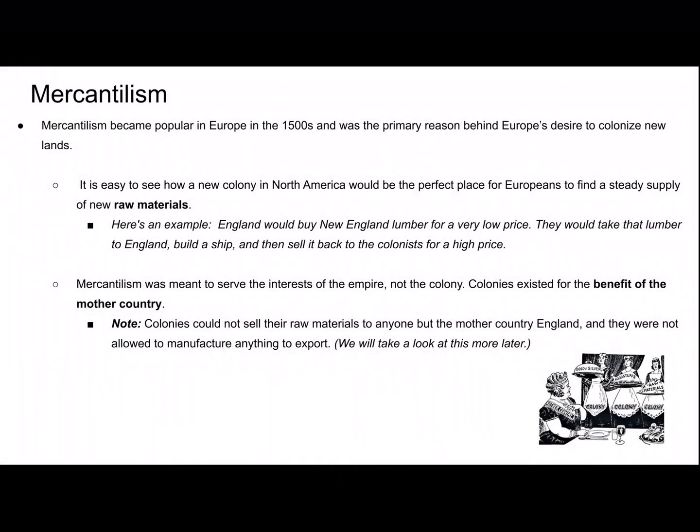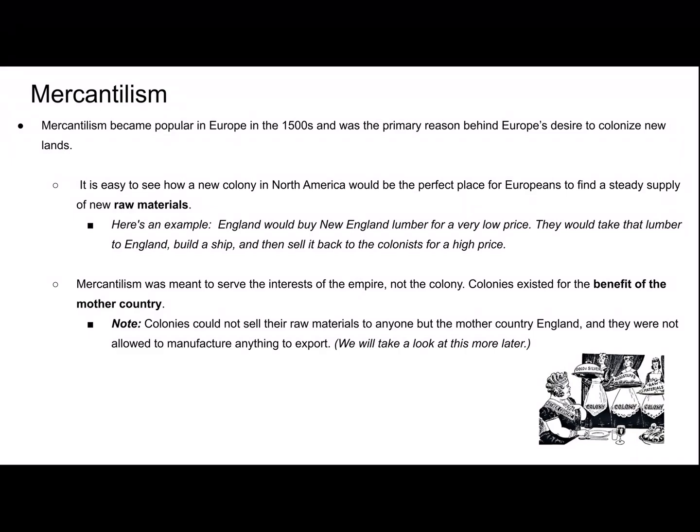Thanks for setting up your notes. So now let's take a little bit of a closer look at this idea called mercantilism. And we've learned a little bit about it, and in the coming days we'll look more at this. But basically, you need to know that Europe used mercantilism, and it was popular in the 1500s, mainly because of this new idea of colonization. It's easy to see how this concept came into practice because the Americas are a perfect place for Europeans to find a supply of raw materials, and that's what they needed.